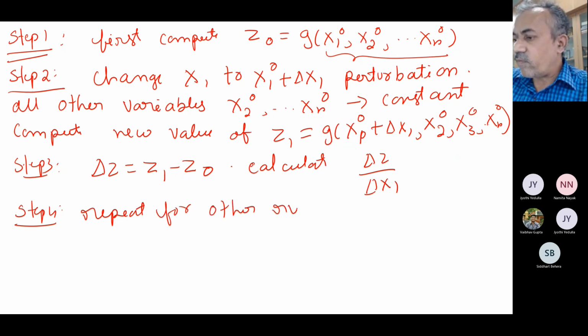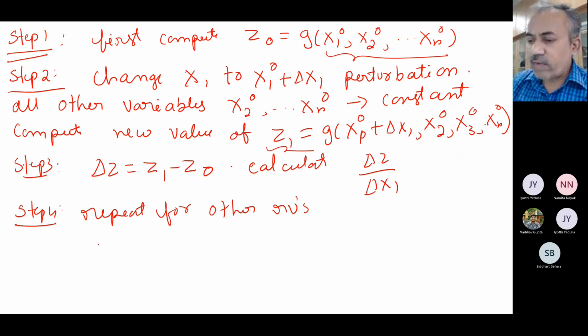So other random variables are kept constant. These steps have to be repeated. Now if you want to find x2, say, all other things will be kept constant. For x2 you give a small perturbation, calculate the difference in the z value, and find delta z by delta x2. Like this you can find all the numbers. This is a very simple and straightforward method, the finite difference method.